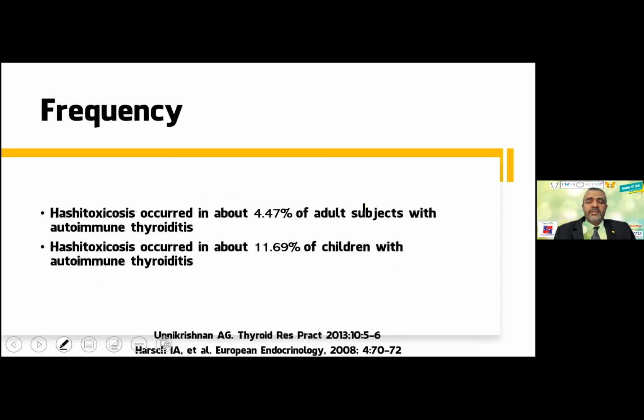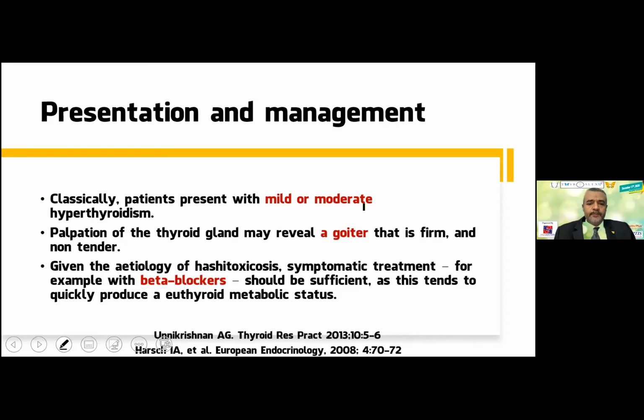So what is the presentation and what would be the proper management? Classically, the patient presents with mild or moderate hyperthyroidism. Palpation of the thyroid usually reveals a goiter that is firm but not tender. Beta blockers can be used until the patient reaches a euthyroid or maybe a hypothyroid status.